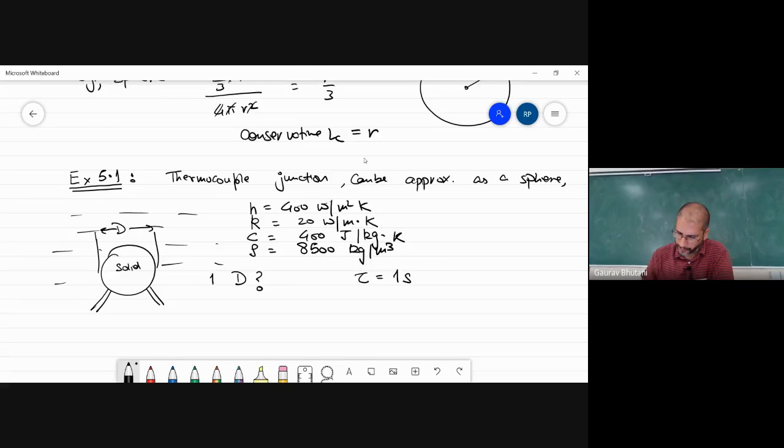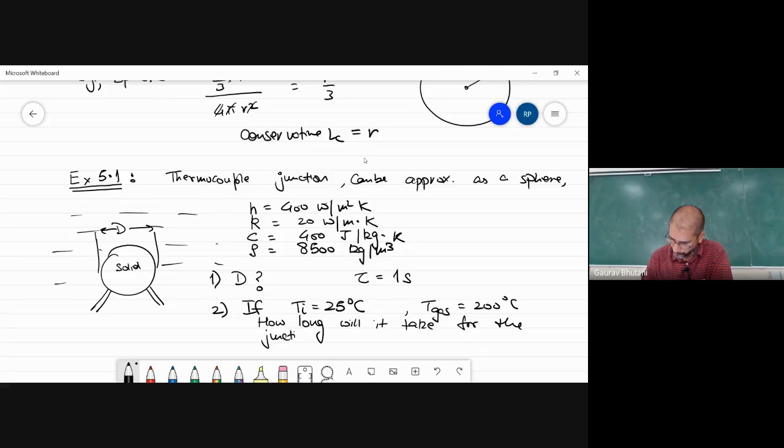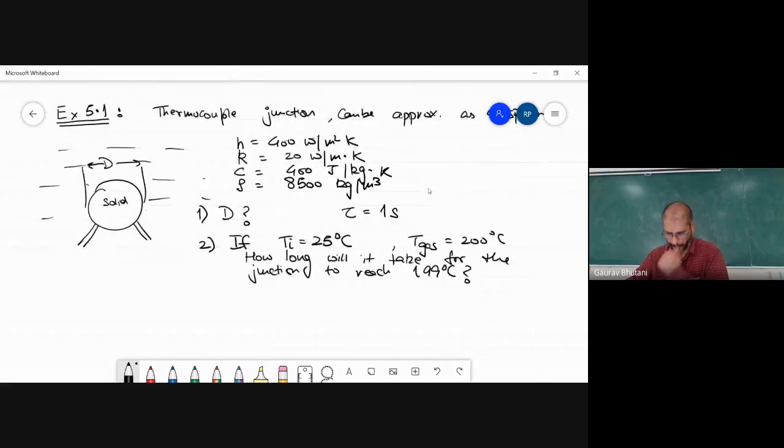The junction initially is at 25 degrees centigrade. This is the first part. The second part is, if the junction initially is at 25 degrees centigrade and you place it in this gas stream, which is at 200 degrees centigrade, how long will it take for the junction to reach 199 degrees centigrade? Again, a very valid question: how long will it take to reach a temperature which is 1 degree less than the gas temperature?